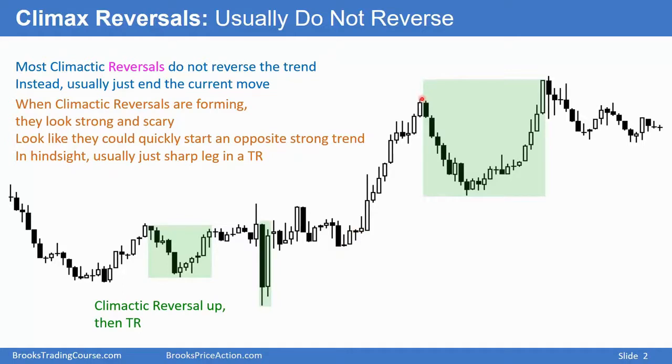Here we have a buy climax, and then the market reversed down. So we have a buy climax, and now we have a climactic reversal. This is a climactic reversal all the way down to here. Yet, did it lead to a bear trend? No, it simply led to a sideways market.